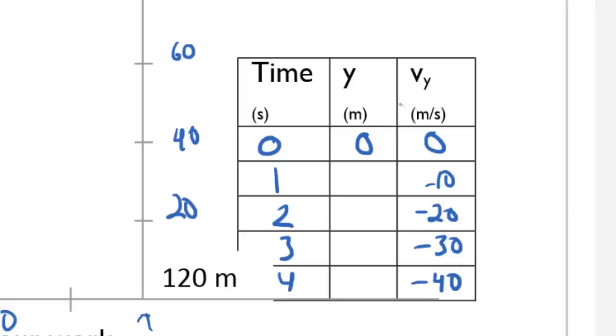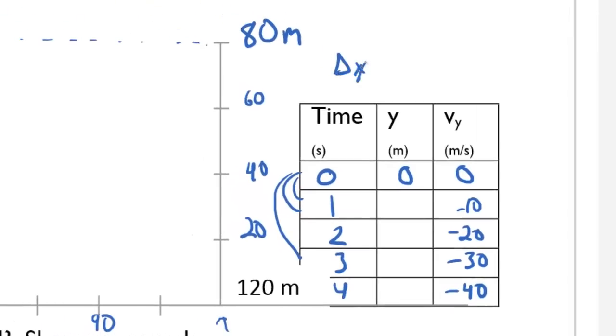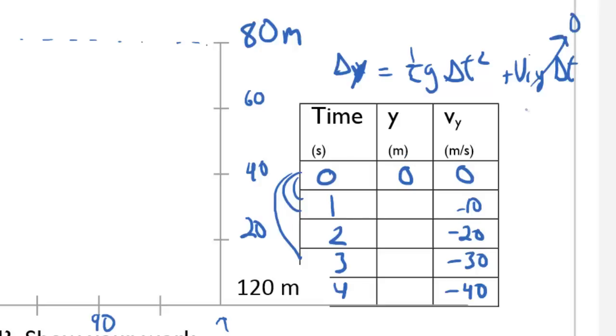Then we can find our delta y, our change in y, by using that first equation. Our delta y is equal to 1/2 g delta t squared plus vi y delta t. If I'm judging everything from when the cannonball dropped, I can just assume that my initial velocity is 0, which makes my life easier, and I don't have to worry about that second term. As I plug in my different times for my delta t squared, we're going to be able to populate this table.